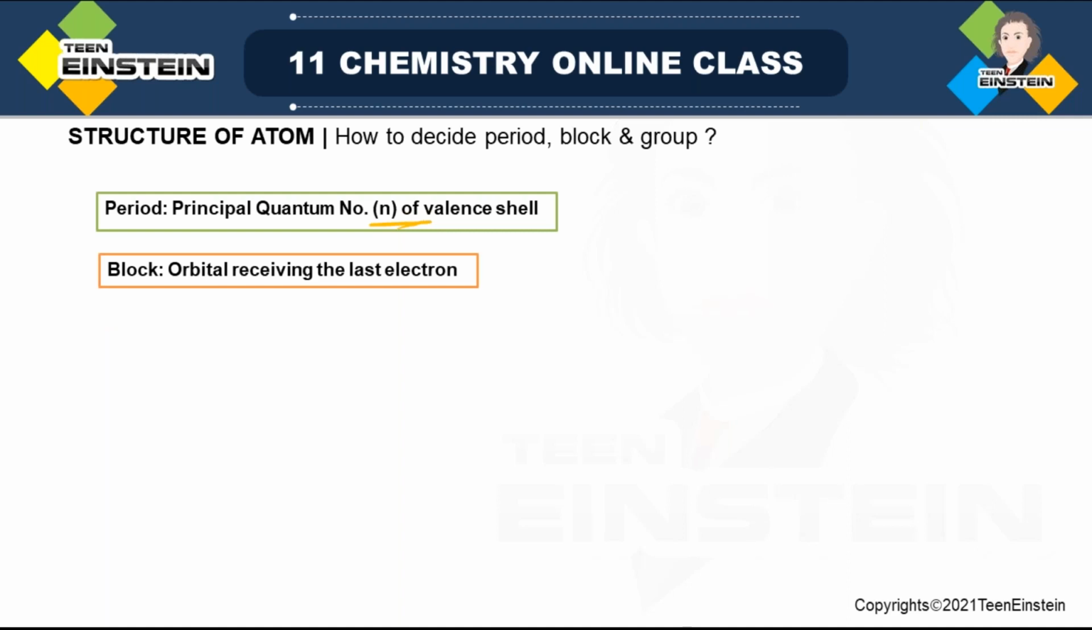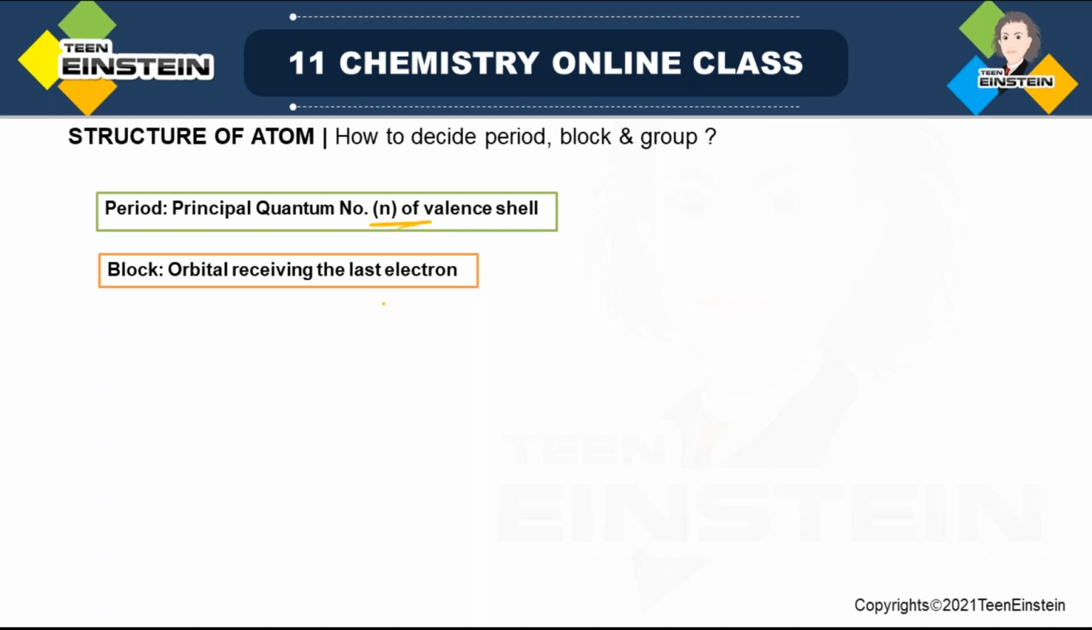How to decide the block? It is nothing but the orbital which is receiving the last electron. So in our case, Bismuth, the last electron is in P. Suppose the last electron is entering S, just take the example of calcium, it is entering 4s. So obviously it is an S block element. So in this way you can also decide the block.